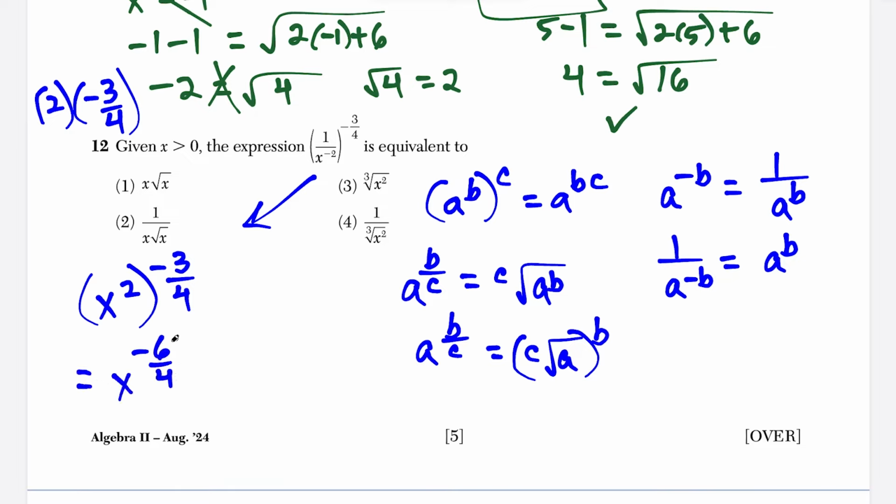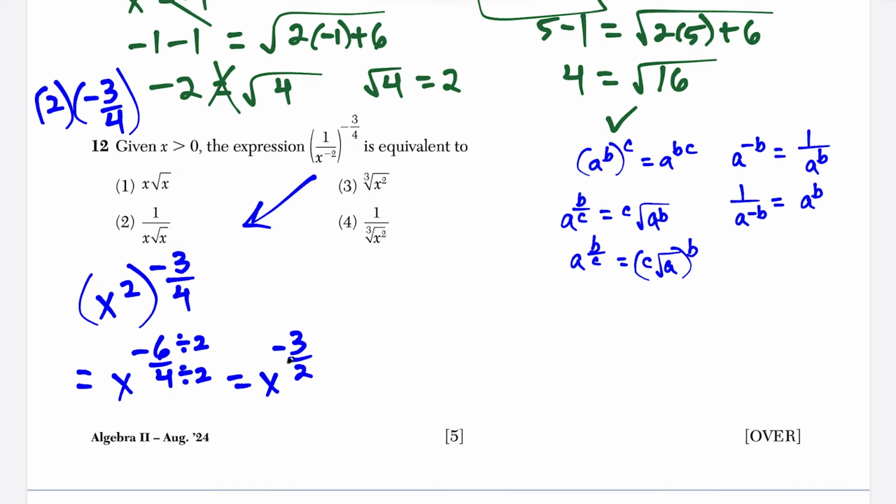And then from here, what we could do is reduce. We could divide the top and bottom by 2 for this fraction, and this tells us we have x to the -3/2. But notice none of the answer choices are in negative exponent form. They're in radical form, so we're going to have to transform this. So now I want to apply this negative exponent rule again. So we have 1 over x to the 3/2 power like this.